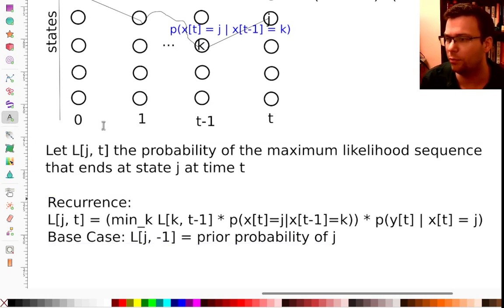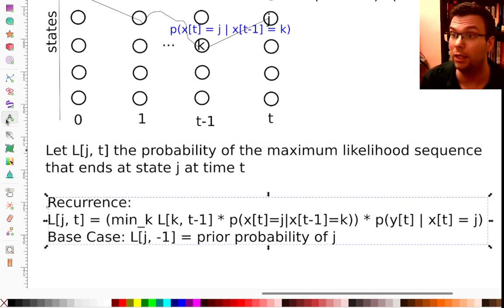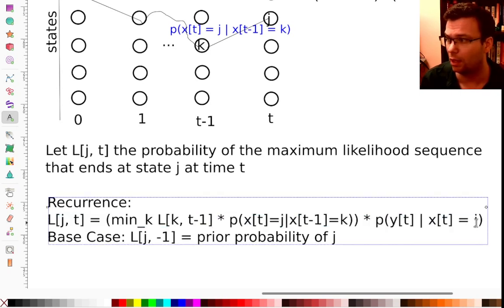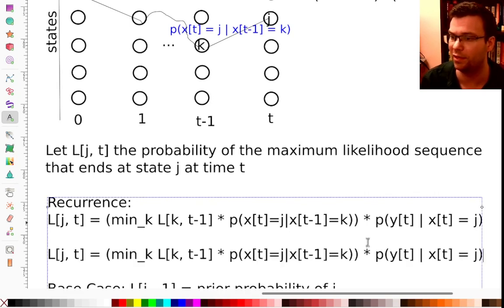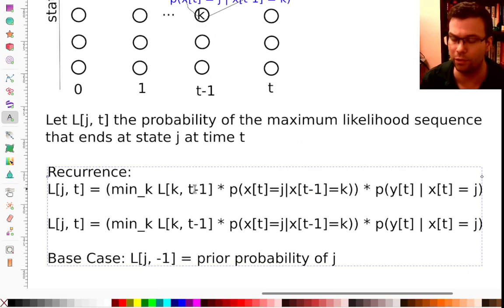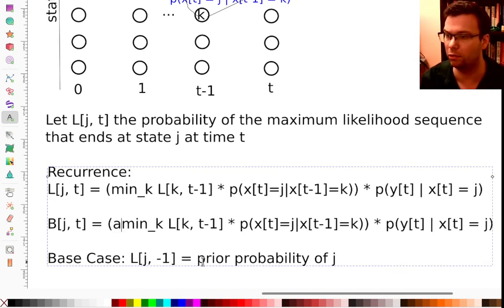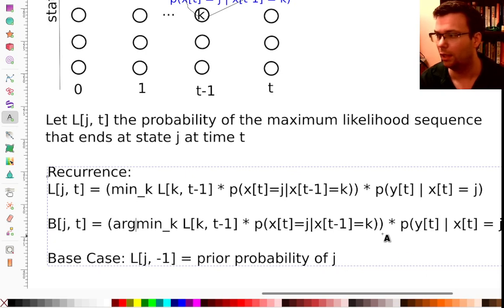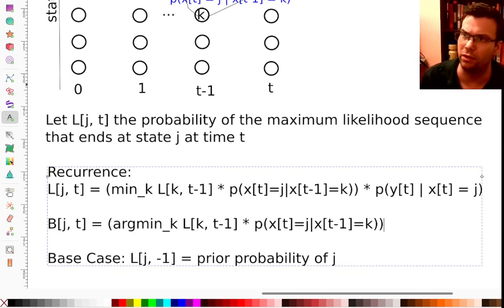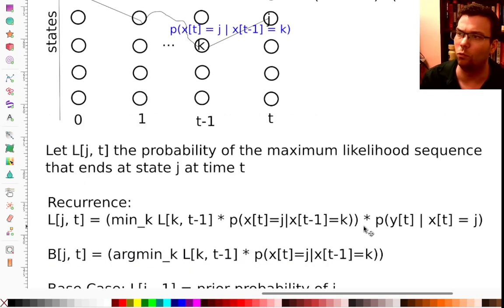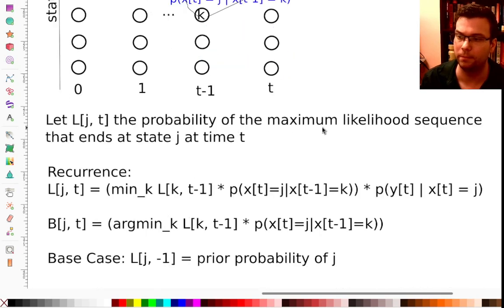The other thing I want to be sure to do, like I was doing with dynamic time warping, is remember what the best state was. So I'll define another matrix called B, which instead of the min, is going to be the argmin. And here I don't need to tack on the probability at the end, because that's not going to affect which one of these minimizes. So let me remember which was the best one that I came from. And then I can do backtracing.